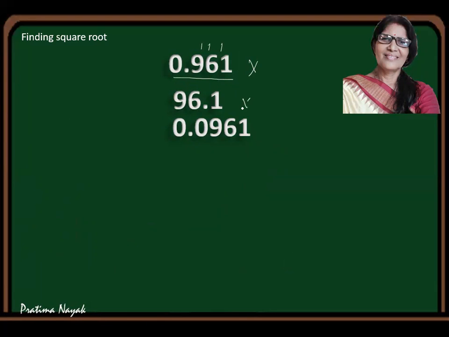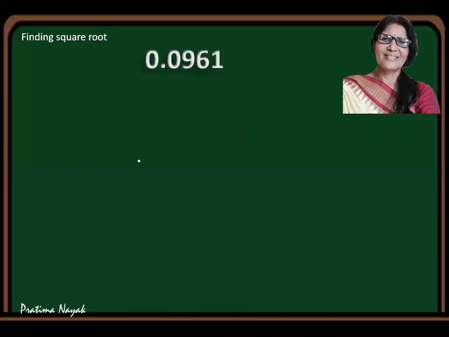Is 96.1 a perfect square? No. Why? There is 1 digit after the decimal. What about 0.0961? 1, 2, 3, 4. Yes, it can be a perfect square. Now let us find how to get it.